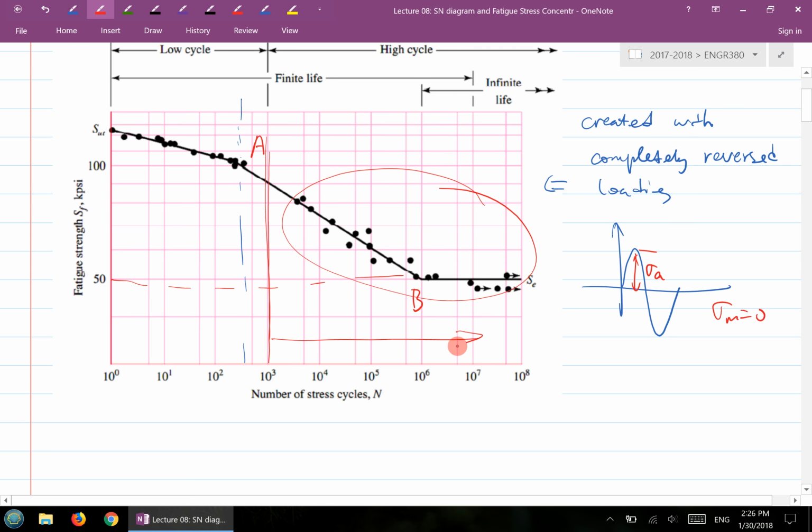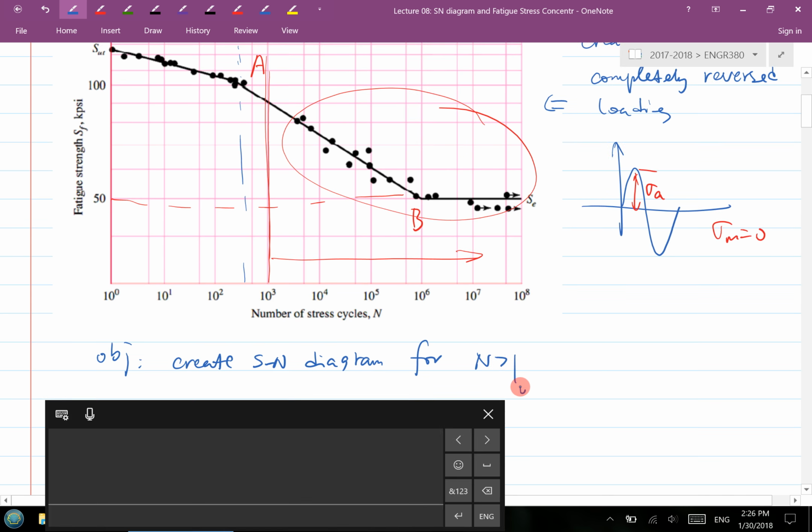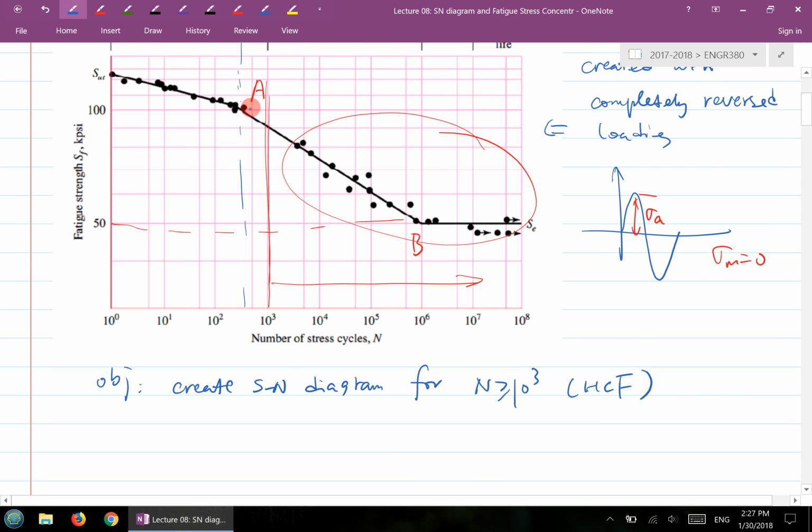So here is the objective: to create an S-N diagram for N greater than 10 to the power of 3, which we call high cycle. To create this portion, experiment shows that in the log-log scale, between points A and B it's basically a straight line, and it can be approximated with a straight line here.